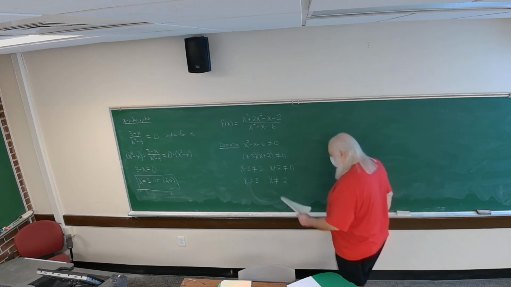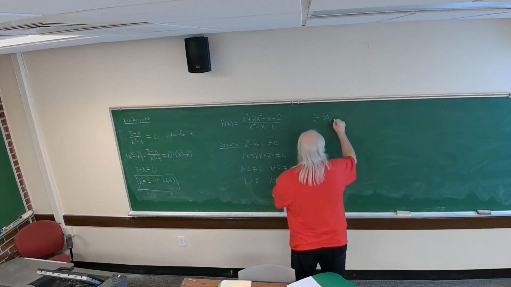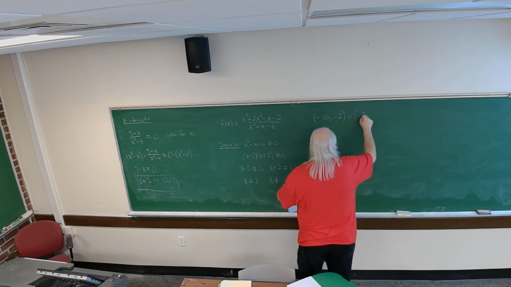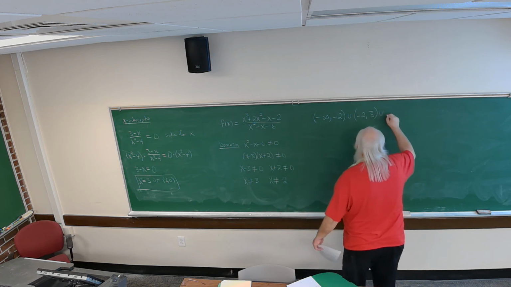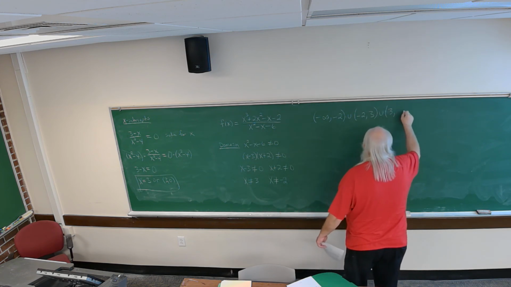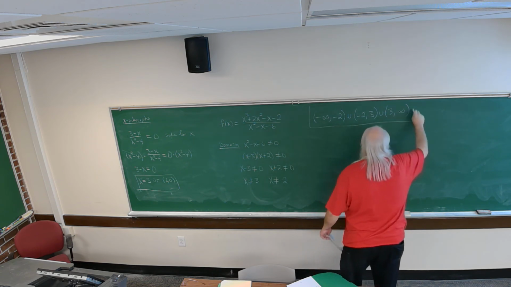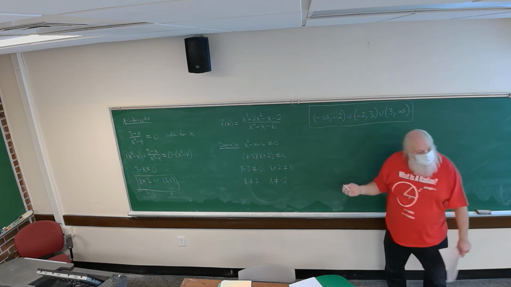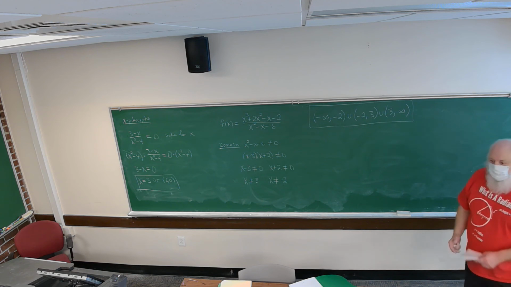So what's the domain in interval notation? Parentheses negative infinity to negative 2, union, parentheses negative 2 to 3, parentheses, union, parentheses 3 to positive infinity. That was so hard to do at the beginning of the semester, right? Now it should be getting easier.